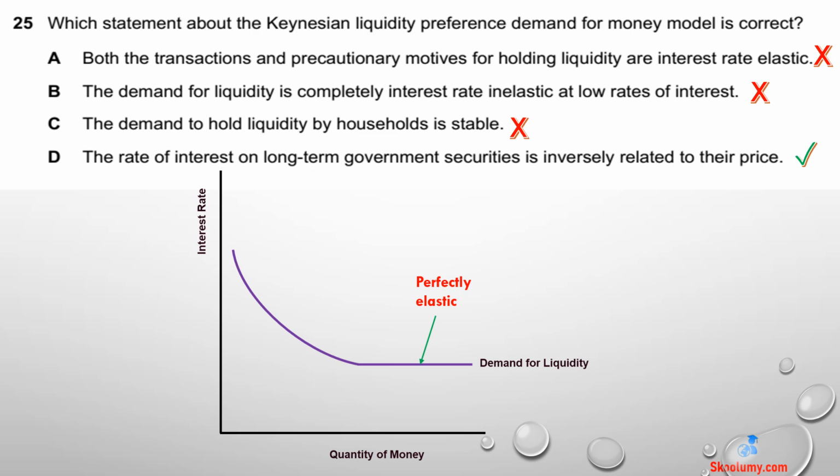A is wrong. Transactions and precautionary motives for holding liquidity are not dependent on interest rate, that is, they are interest rate inelastic. B is wrong, because demand for liquidity is perfectly elastic at low interest rate. This is known as liquidity trap. It is shown on the graph. C is wrong. Demand to hold liquidity by households is not stable. The factors affecting different motives of demand for money can change.